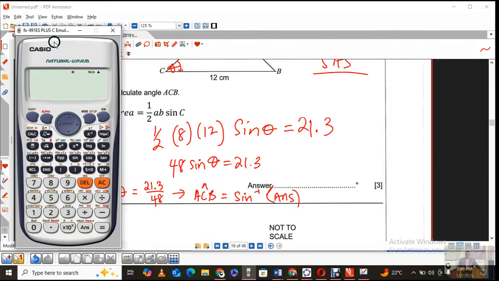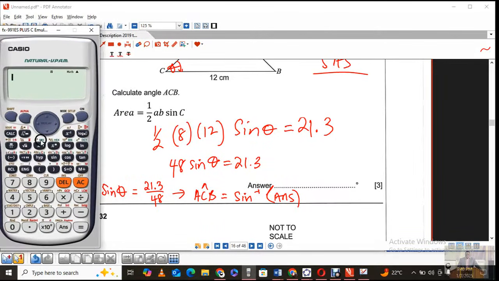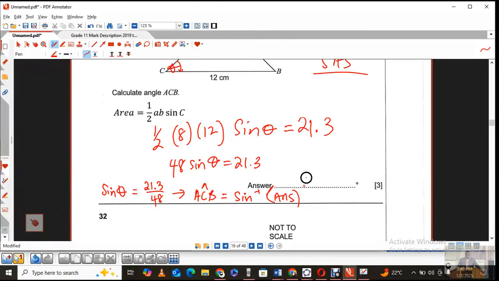So I'm going to say inverse sine of 21.3 divided by 48, and hit enter. Now remember, right in the beginning, they say if you are dealing with angles, then you must give your answer to 1 decimal place. So this is 26.3. So here, 26.3 degrees.